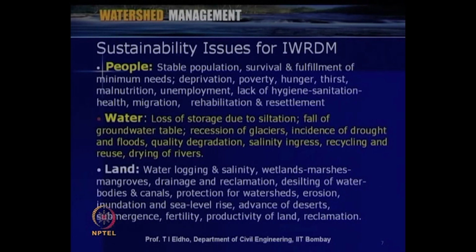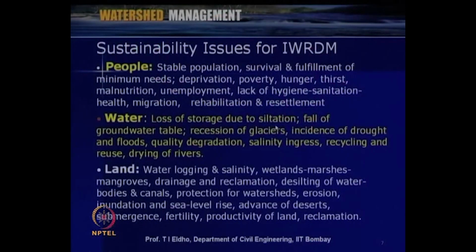And then of course, sustainable watershed management issues are also considered. Even though some of these issues are not directly connected to water resource development and management, some of them are indirectly connected with respect to IWRDM. For example, unemployment: we can generate employment if sufficient agriculture practices are there, so that sufficient water is available. So some of the issues, even though not directly connected with IWRDM, can be indirectly connected.